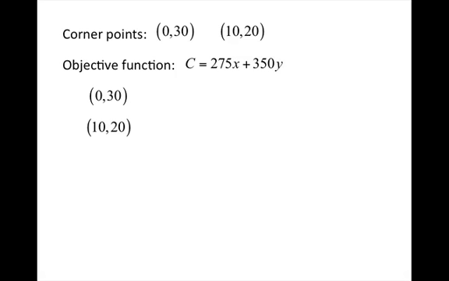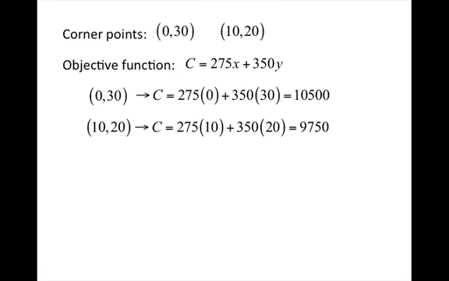Plug each of these into your objective function, which was c equals 275x plus 350y. So if I plug in the 0, 30, I get 275 times 0 plus 350 times 30 gives me 10,500. Then if I plug in the 10, 20, I have 275 times 10 plus 350 times 20 gives me 9,750.